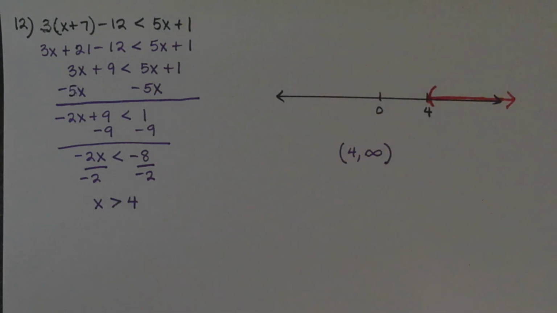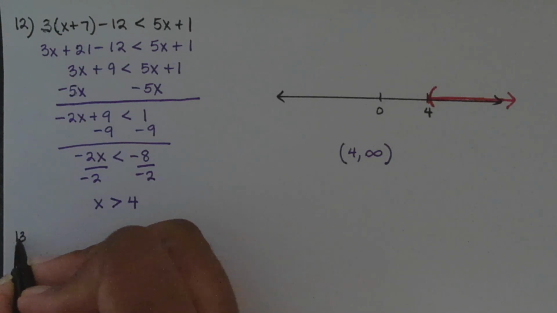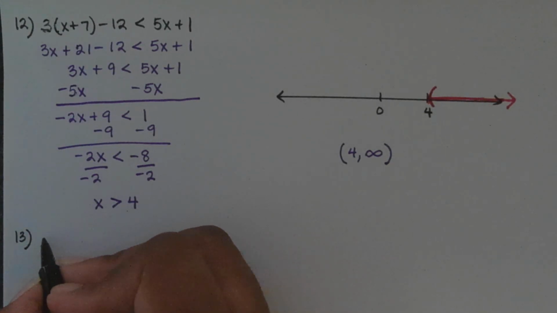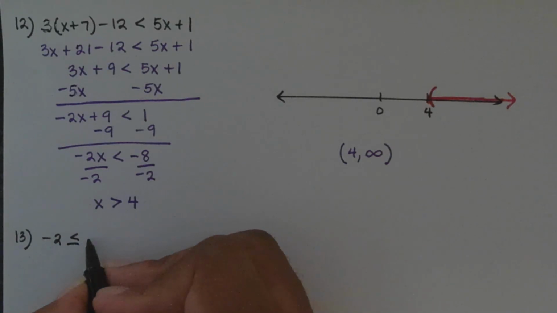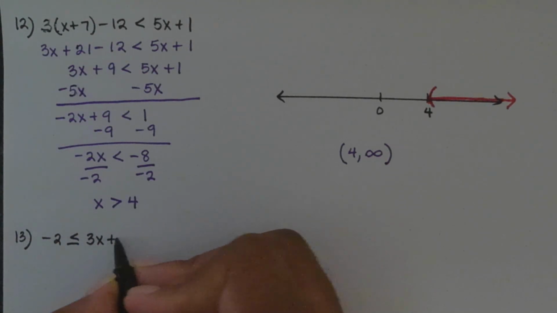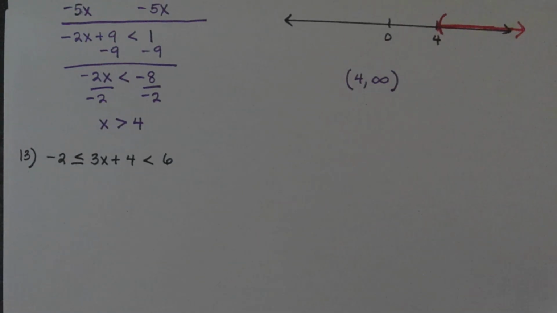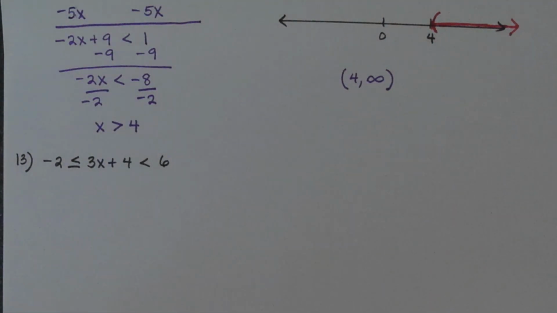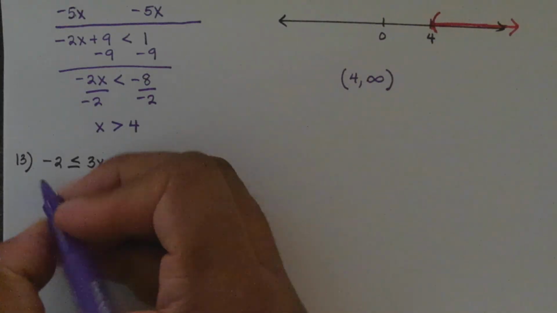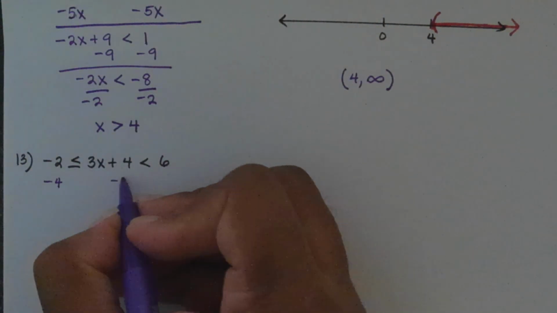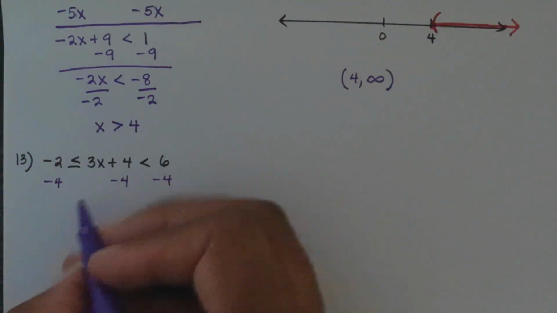All right, problem number 13 is a compound inequality. Here we got negative 2 is less than or equal to 3x plus 4 and less than 6. So that means we have to perform the same operation on the left side and in the middle and on the right side. So what do I need to do first for this compound inequality? Let's subtract 4. Subtracting 4 on the left side, subtracting 4 in the middle, and subtracting 4 on the right side.